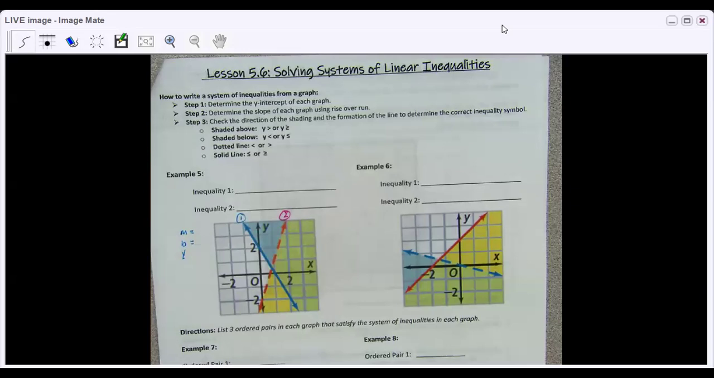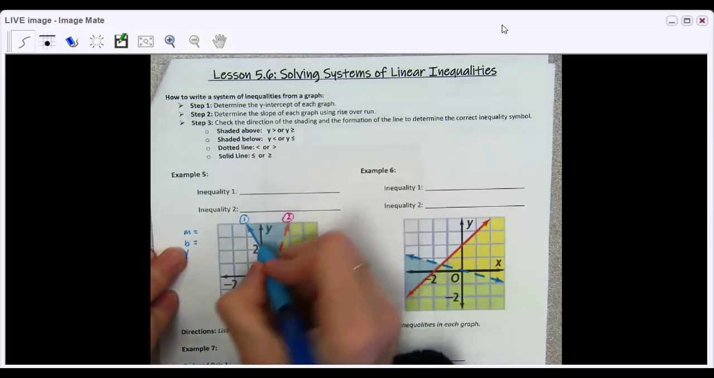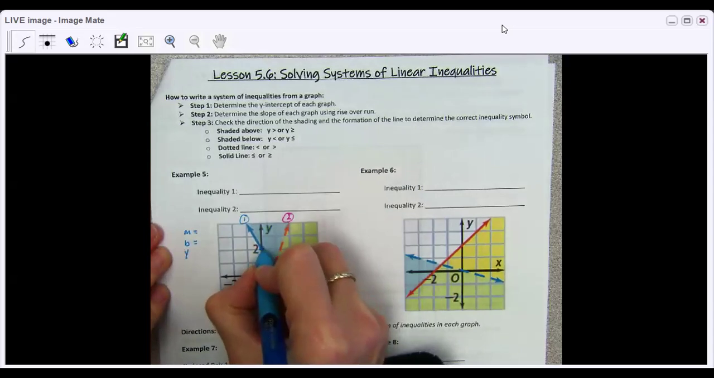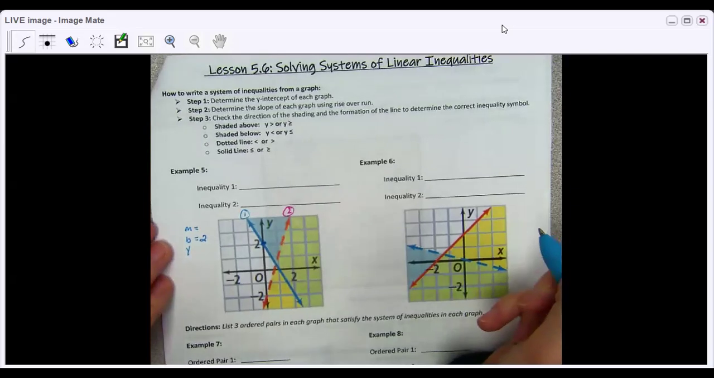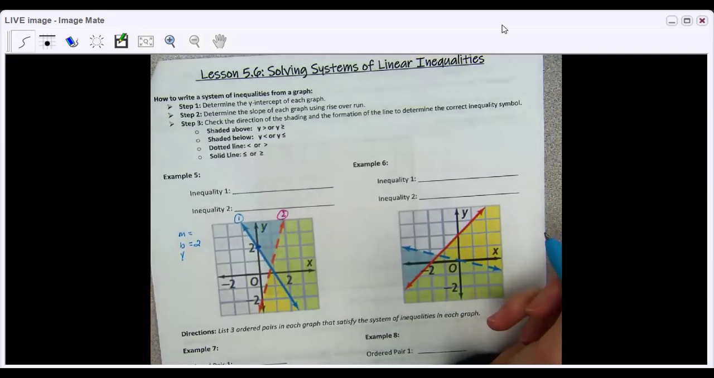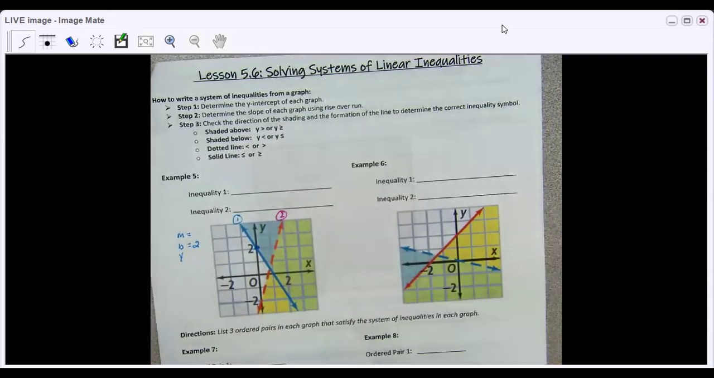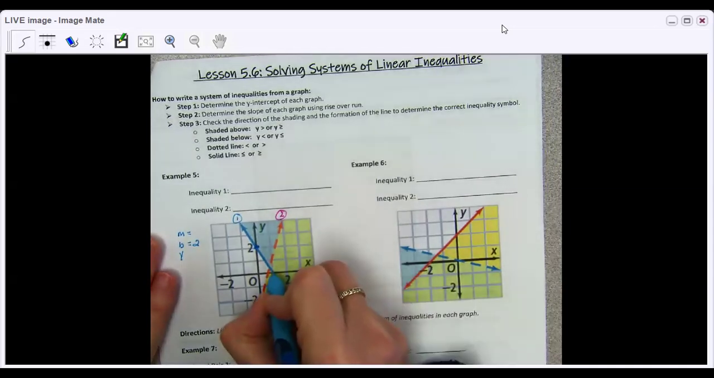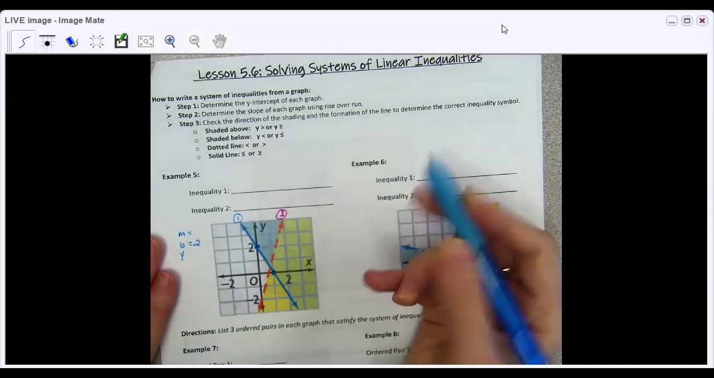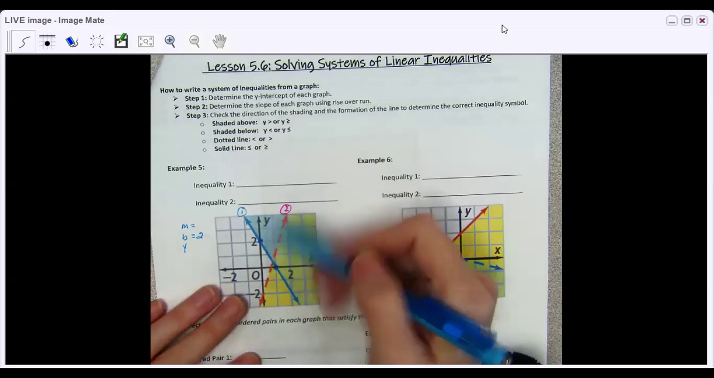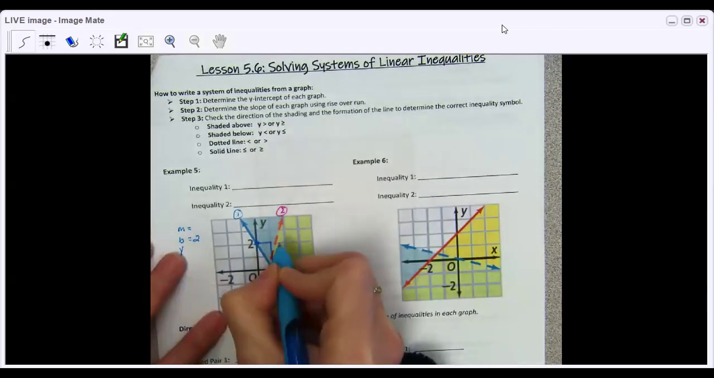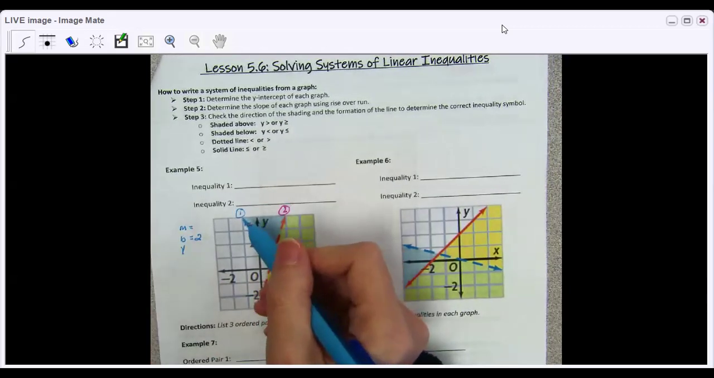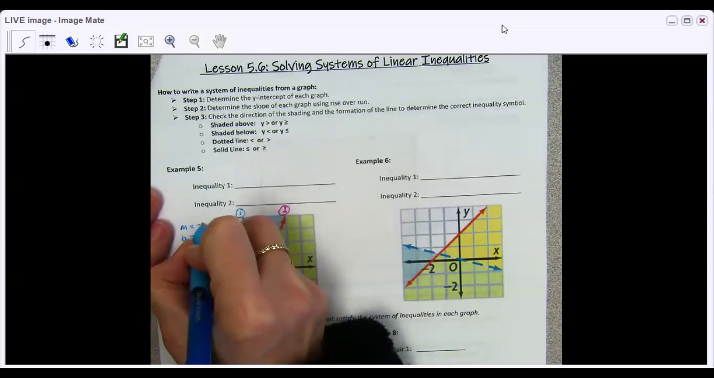So the first thing I look at is the y-intercept. The y-intercept here is at positive 2. So I know my b is 2. Now I find another place where the line crosses an intersection, and it crosses it here at 2, 0. So based on this information, I find my slope. So I'm rising 2 here, and I'm running 1. And I'm going in the negative direction. So my slope is a negative 2.